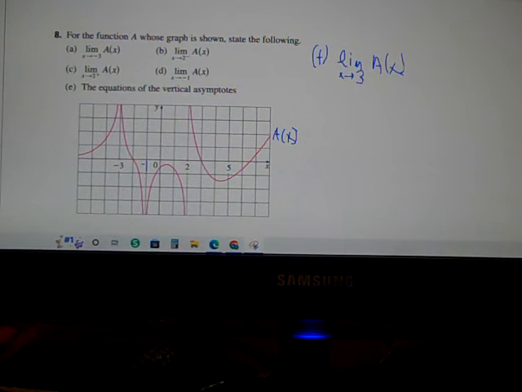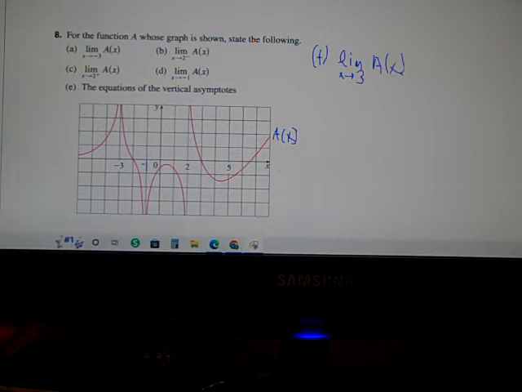We got a limit problem to deal with today, and it has some infinite discontinuities. For the function a whose graph is shown, state the following four limits, and then the equations of the vertical asymptotes. Again, this isn't from Stewart. It's problem 8 from section 1.5.